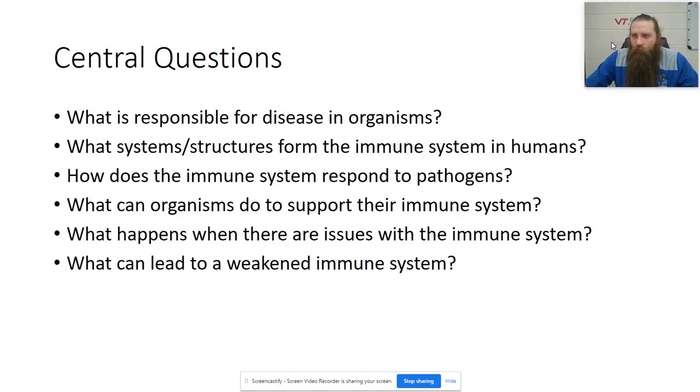So some questions we want to make sure that we can answer. We want to know what causes disease in human beings and organisms. We want to know the systems and the structures that form the immune system in human beings. We want to know how the immune system responds to pathogens. We want to look at issues that occur with our immune system. We want to see how we can support our immune system. And we want to look at what can lead to a weakened immune system and the outcome of that. So we're really going to focus in on the immune system here.